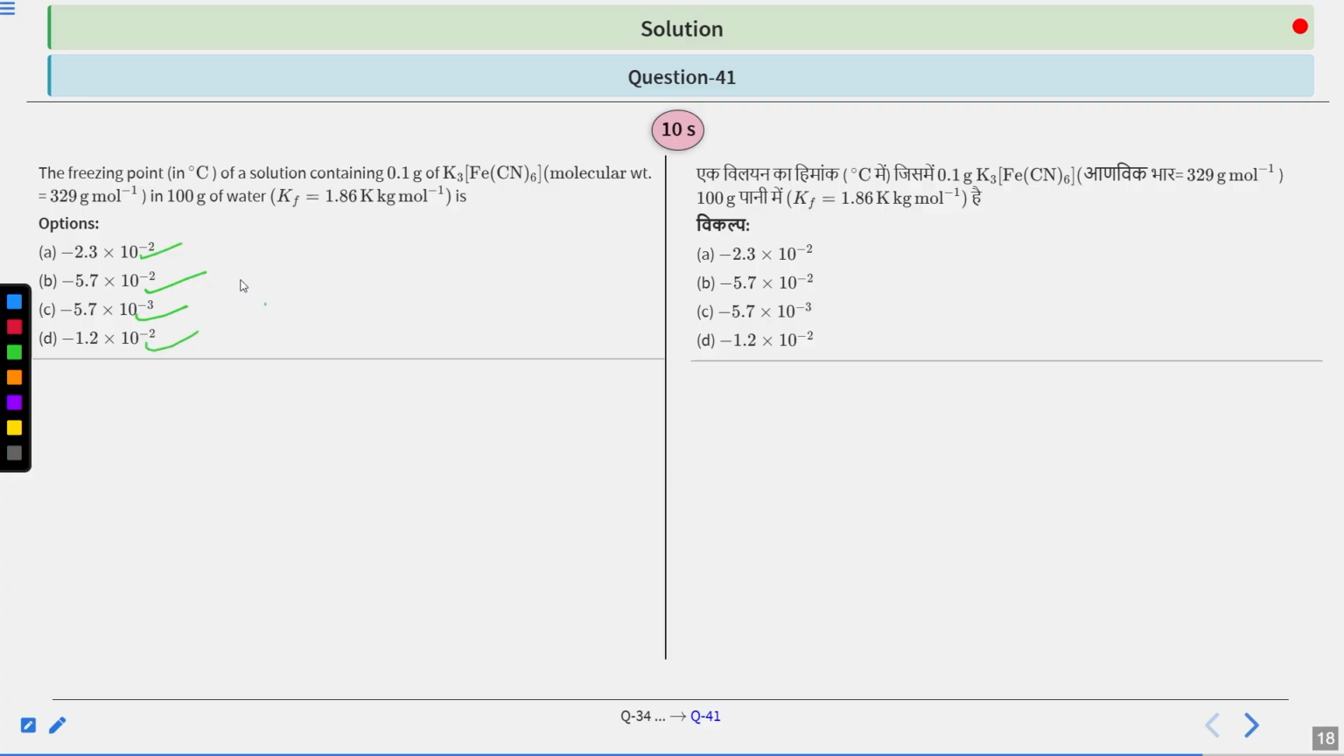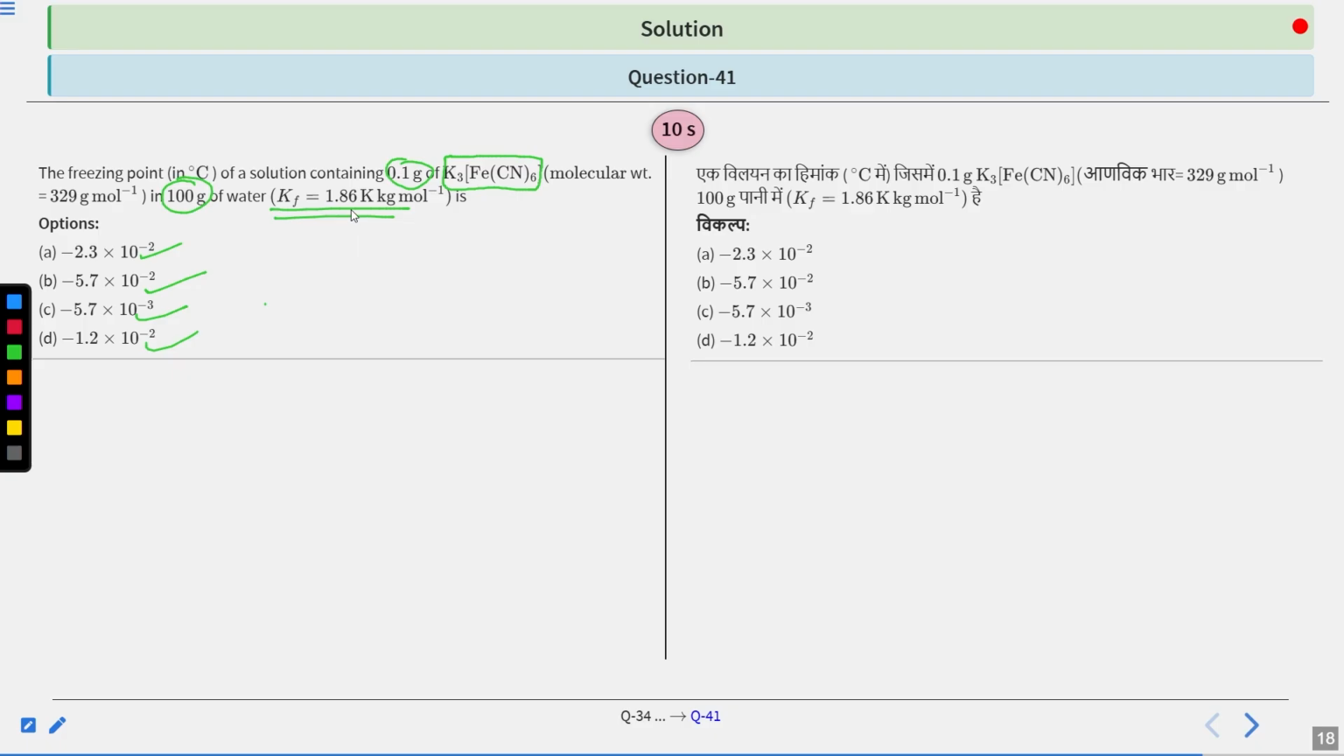So what is being given? It is being given that a solution is containing this complex, and in what amount? In 0.1 gram, and that is present in 100 gram of water. Now you have to calculate the freezing point of the solution, and your Kf is already given.